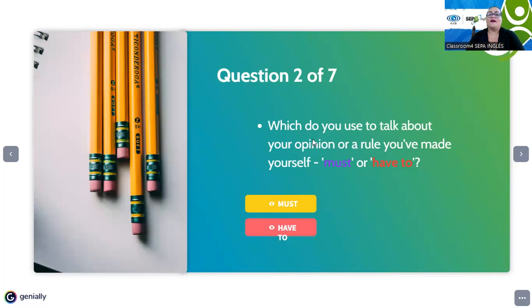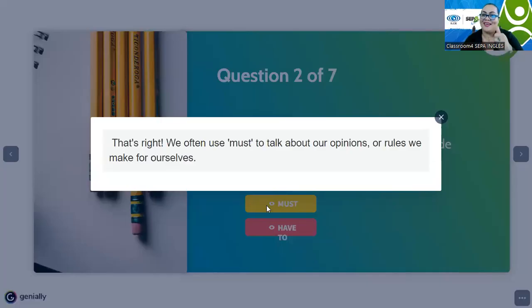Which do you use to talk about your opinion or a rule you've made yourself? Of course, it is must. Yeah, must. That's right. We often use must to talk about our opinions or rules we make for ourselves.